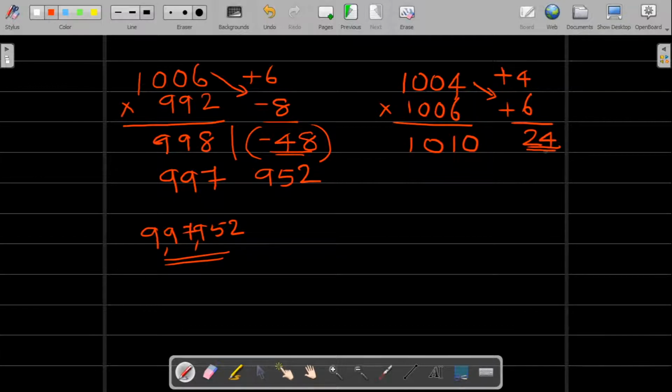I get only 2 digits here. But what do I expect? My base is 1000. So I expect here 3 digits. So what should I do now? I should add a 0 here. So 0, 2, 4. So my result is 1010024.